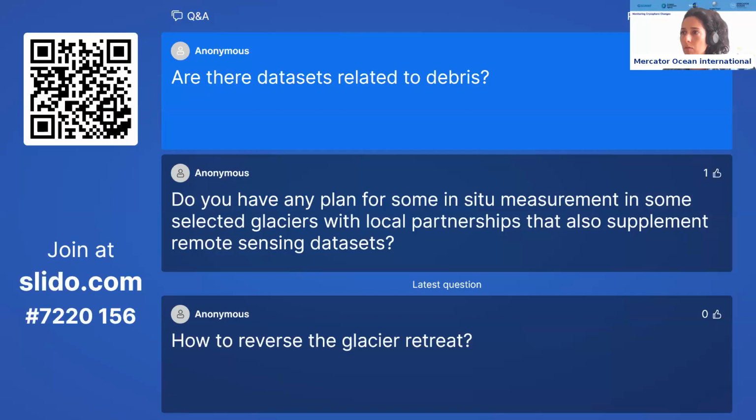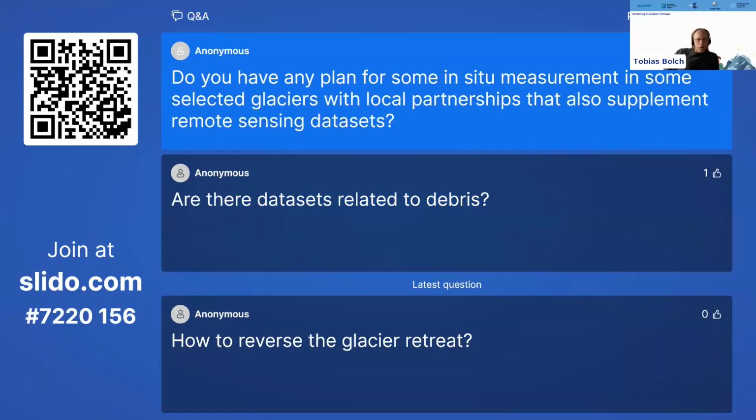And maybe we have time for another one. Yeah, I'm happy to answer the next one. Do you have any plan for some in situ measurements in some selected glaciers with local partnerships that also supplement remote sensing data sets? Yes, absolutely.